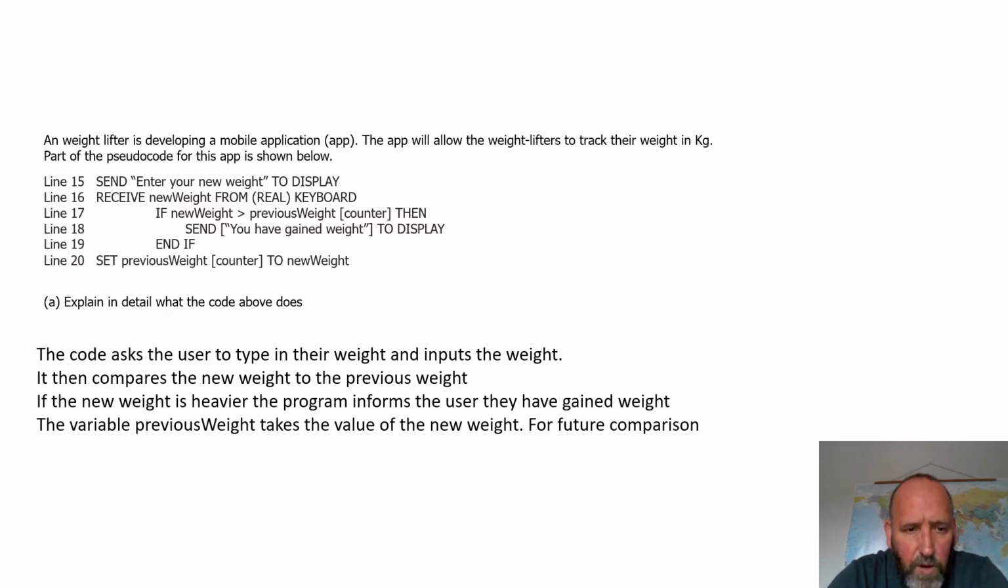Explain the code. The code asks the user to type in their weight and inputs the weight. Then compares the new weight to the previous weight. If the new weight is heavier, the program informs the user of gain weight. The variable previous weight takes the value of the new weight for future comparisons. So the next time the program runs and they enter a weight, the weight will have been updated.